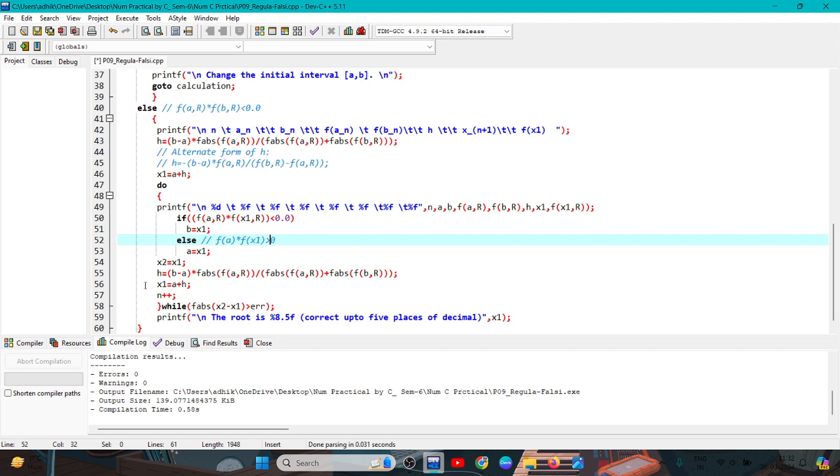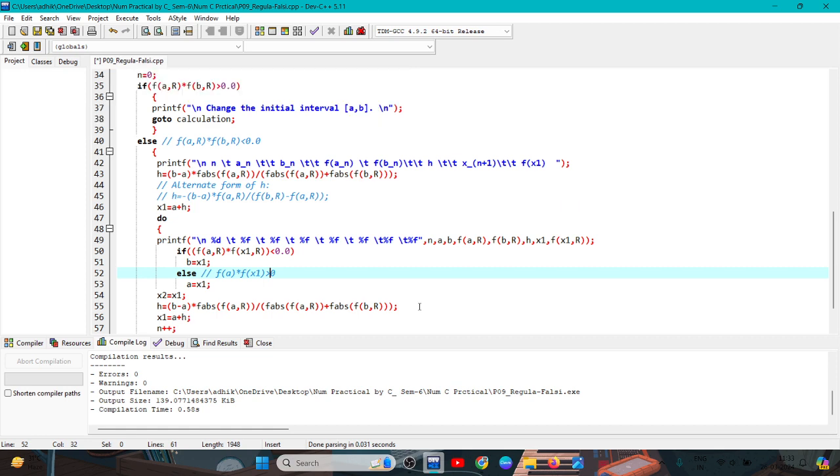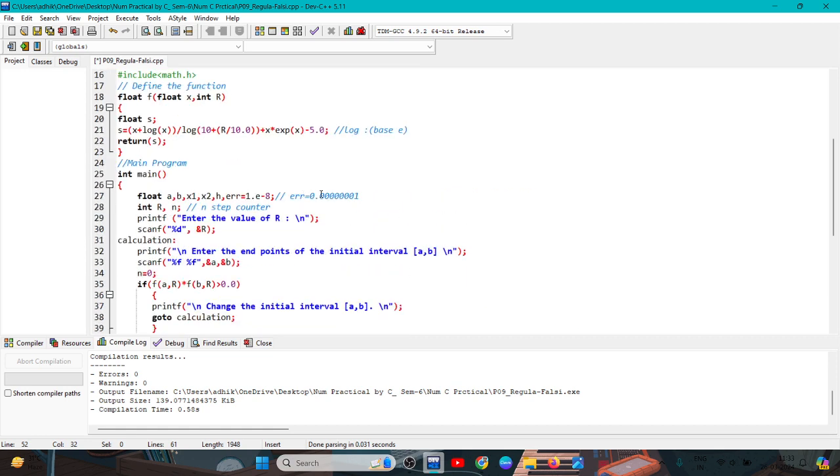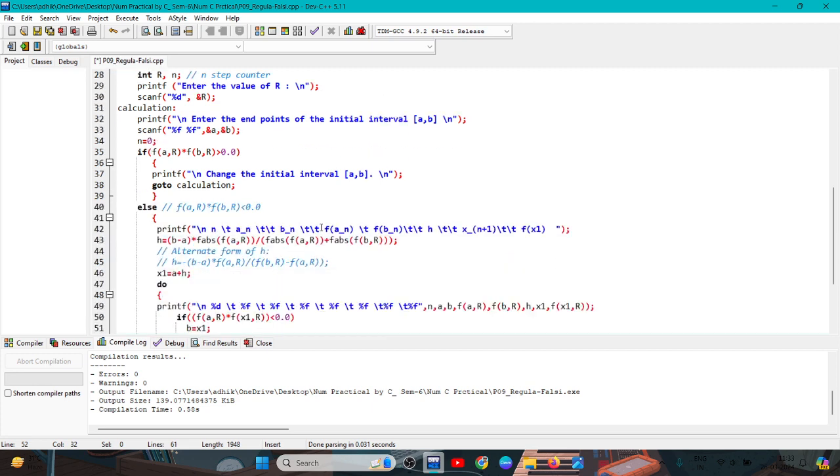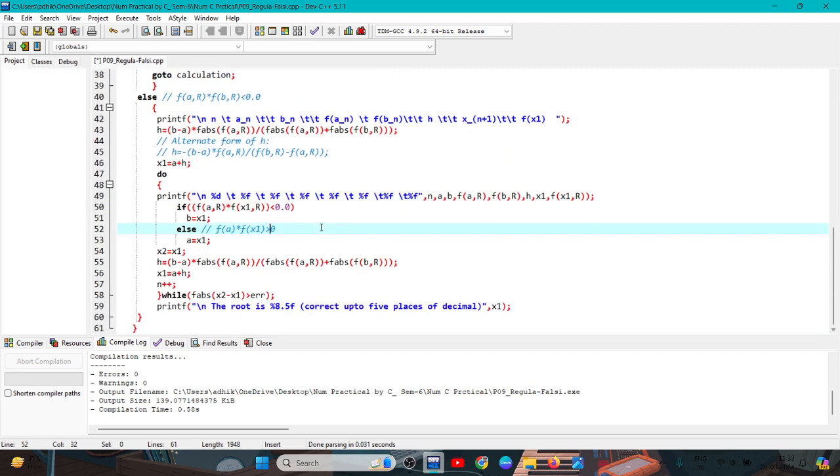And increment the step, n plus plus, that is n equal to n plus 1, and this do while loop goes on as long as the absolute value of x2 minus x1 is greater than the error term. The error term is for 5 decimal places, so here we choose the error term as 0.000001, because we want the exact value up to 5 decimal places. So x1 is the root.